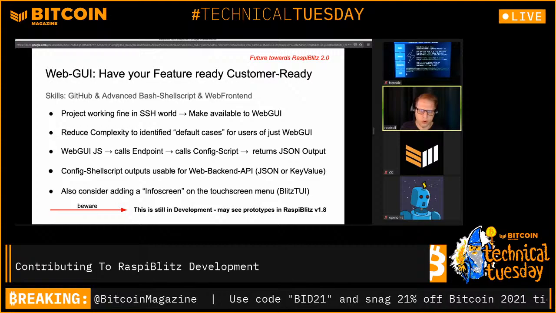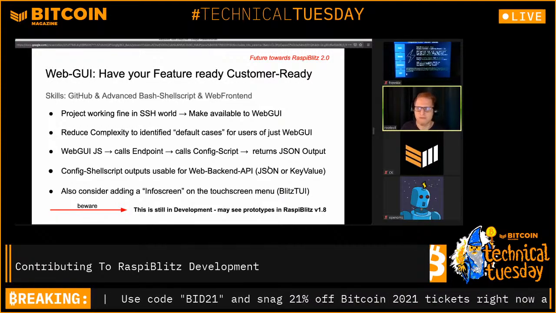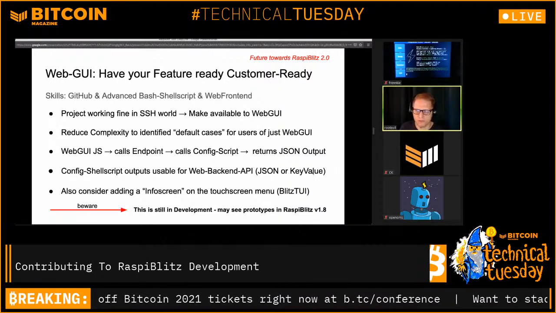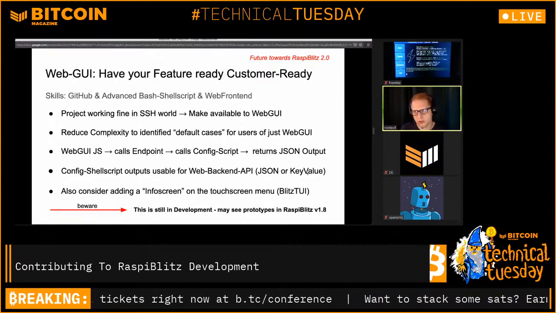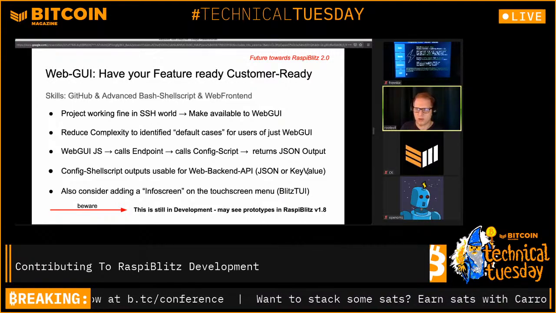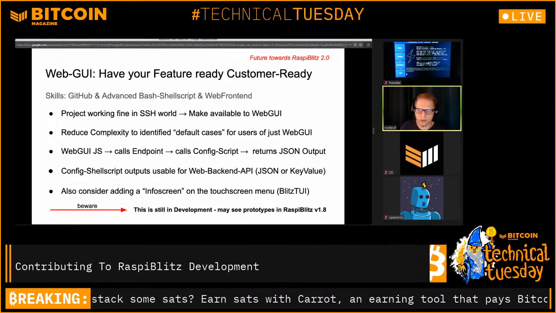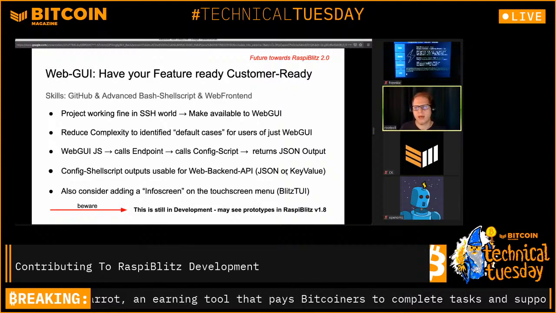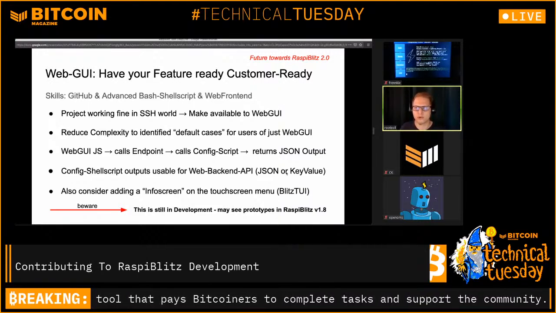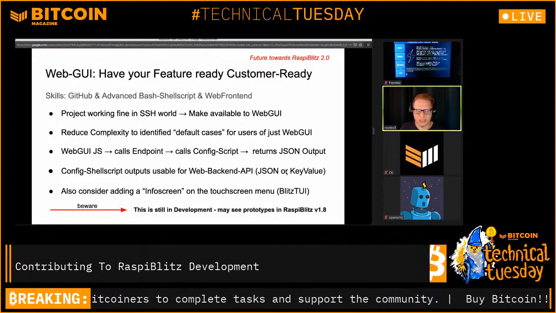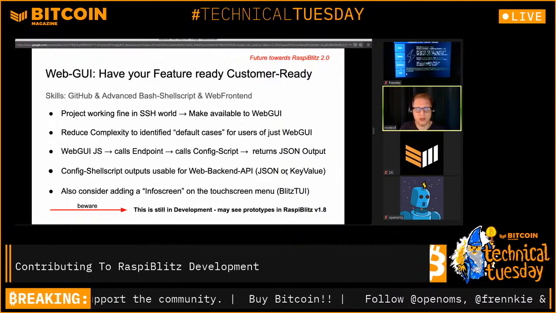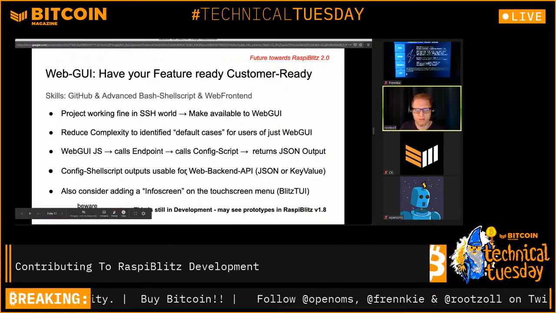The config shell script should at least turn out to have this JSON or key value output. So if you start a config script already, think about always having one of these outputs. Keep debug logs separated, put them into standard error, and on standard out just values that match a JSON structure or key value structure, so that other scripts can more easily interact with it, and later on even the web UI backend can utilize this. Also, if you reach that level, consider adding an info screen.